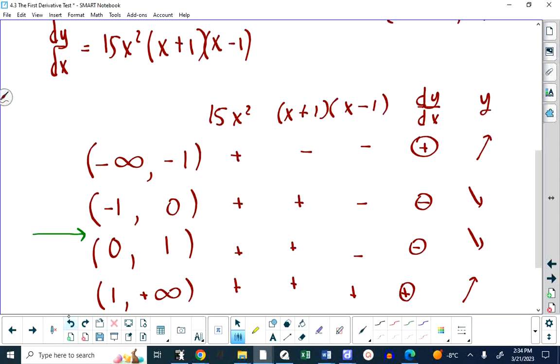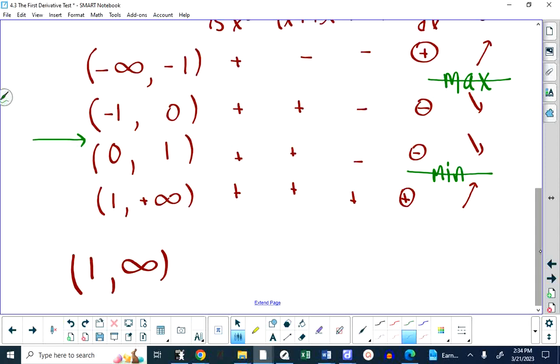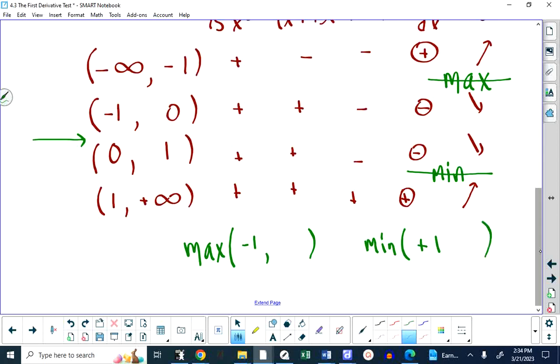Again, very basic example. What does that tell us? It tells us that there is a maximum here. And look where I wrote that word max. It's not in the interval above, and it's not in the second interval. It's the boundary between them. And then we also have a minimum here. So in terms of coordinates, we have a maximum at x equals -1, and a minimum at +1. All you have to do now is find the y coordinate of the points.